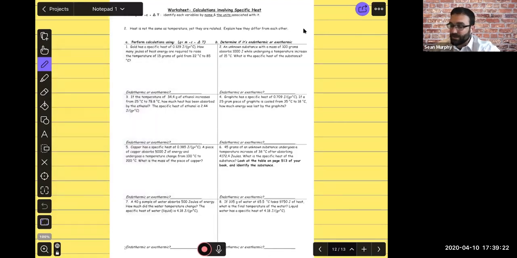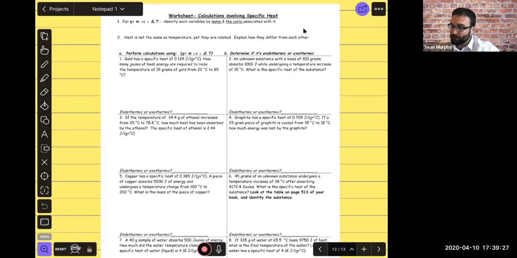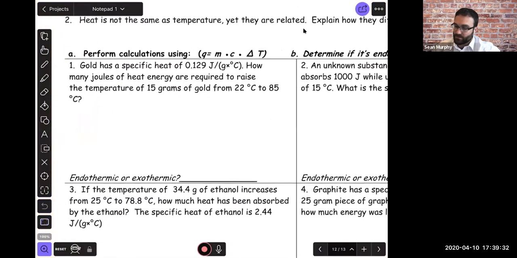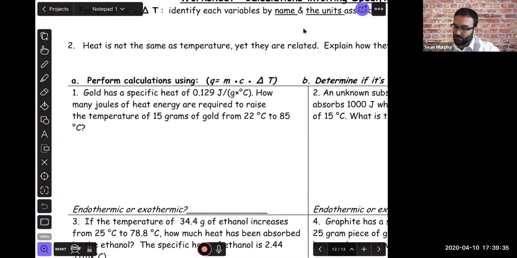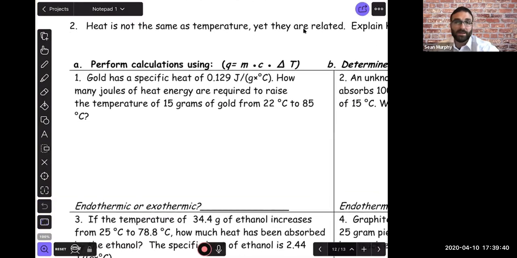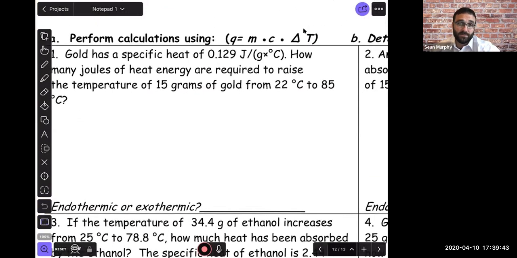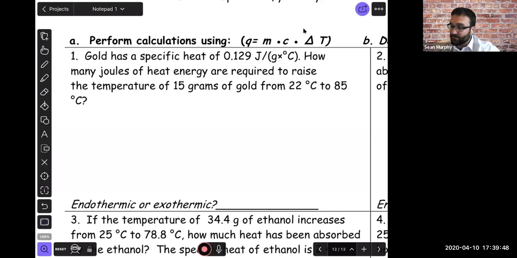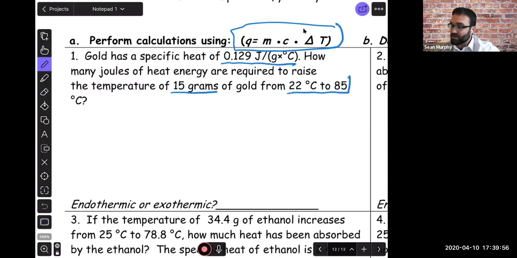All right, so again, we have our formula, Q equals mcΔT. Let me see if I can zoom in here. Let's go to A. All right, so our formula is Q equals mcΔT. Remember, the mass has to be in grams. Specific heat capacity is provided right here. And then here's our mass. And then we have our change in temperature. That's going to be our delta T.